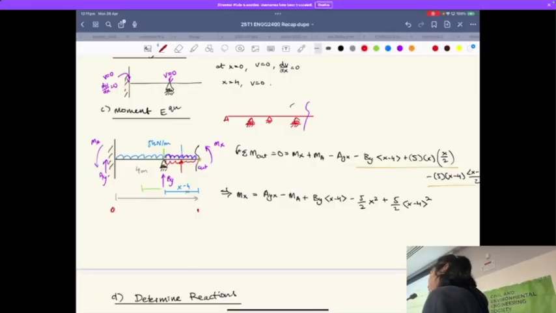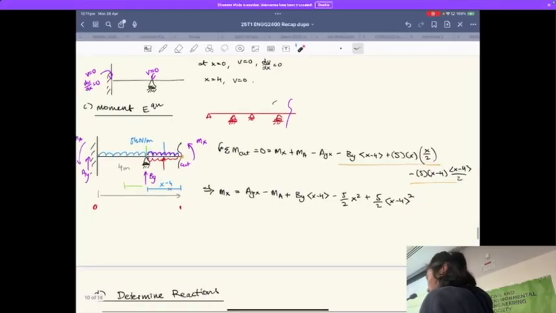And then the very last part, which is this part, is counting for half of this part. So it's the magnitude of 5 times x minus 4. That's the distance. That's the magnitude of the UDL. And then the lever arm is x minus 4 on 2.